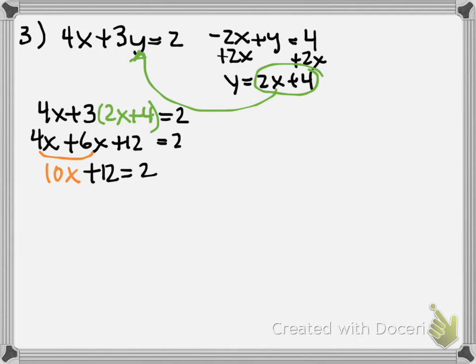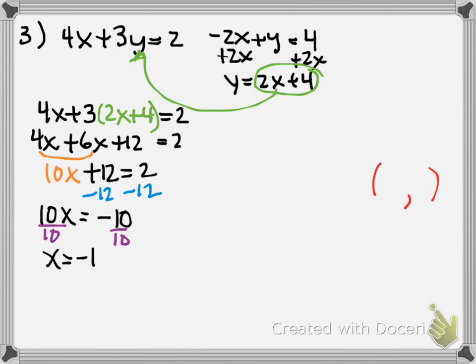All right, now I want to get the x alone, so to do that, I'm going to subtract 12 from both sides. And I get 10x is equal to, let's see, signs are different. I'm going to subtract bigger numbers negative, so my result is negative, and 12 take away 2 is 10. Then I'm going to divide both sides by 10 to get the x completely alone, and I get x equals negative 1. So, in my ordered pair (x, y), the x is negative 1.